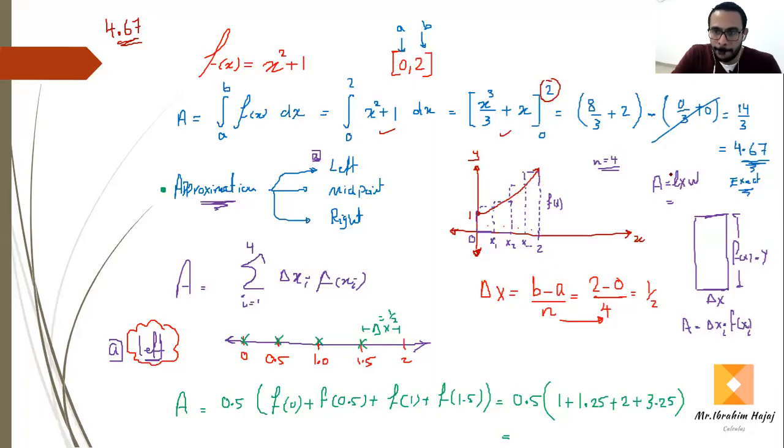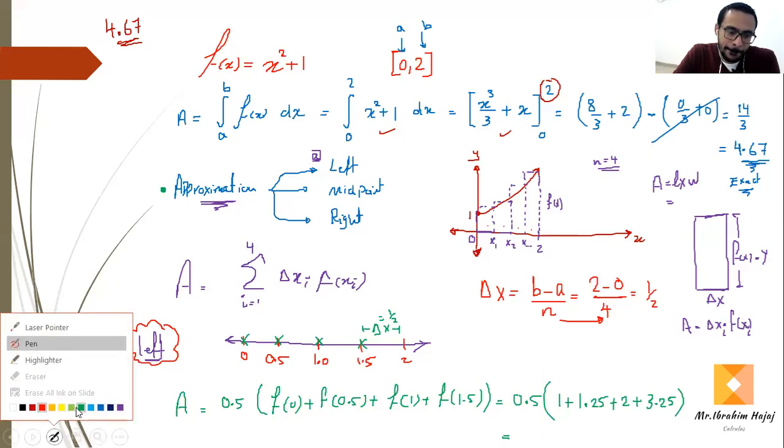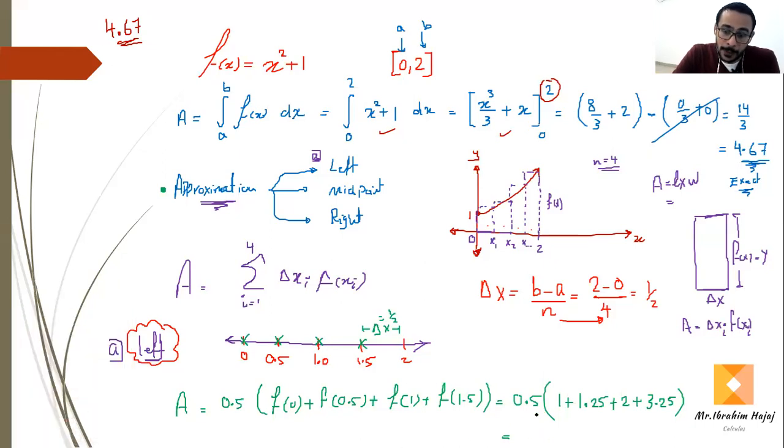What happened? The answer will be 7.5. Okay, 7.5 multiplied by 0.5 is 3.75, right? Yes, 3.75. Compare it with the exact answer, which is 4.67.